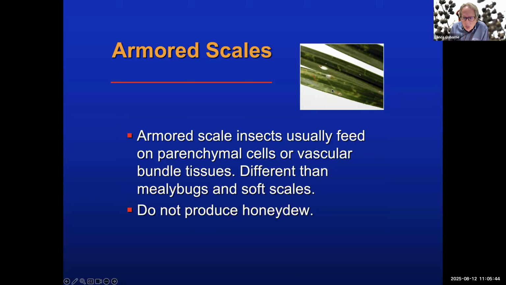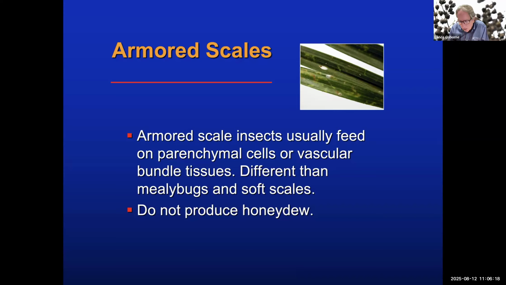Sometimes you'll see a very long streak where they've been feeding, not on the vascular system, but on the cells and intercellular fluids. They do not produce honeydew, and it's important to understand this, because the soft scales and the mealybugs tap into the vascular system and they get so much liquid that they have to put it out the back end.